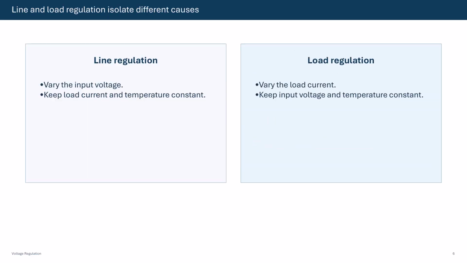A fair regulation test changes only one independent quantity at a time. For line regulation, vary the input voltage while holding load current and temperature constant. For load regulation, vary the load current while holding input voltage and temperature constant. If several quantities change together, the measured output change cannot be attributed to one cause.